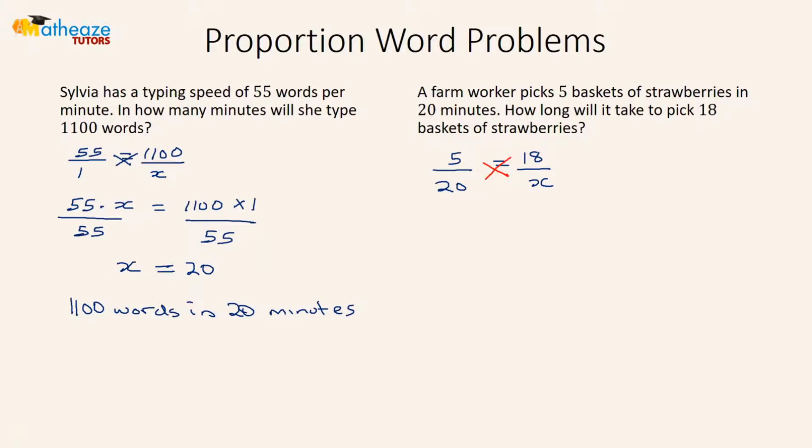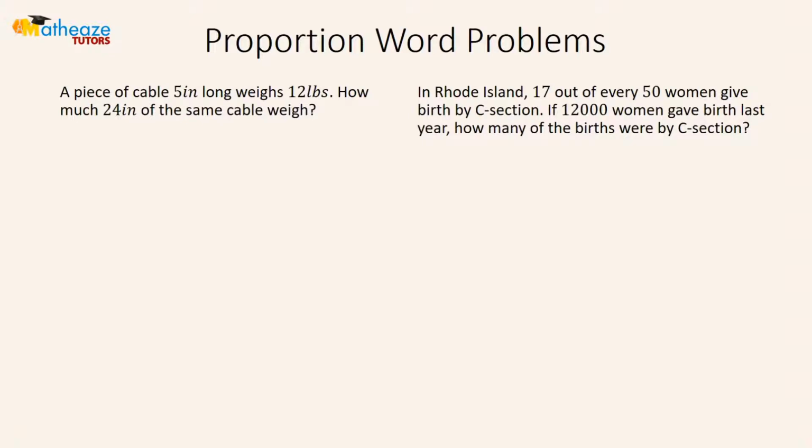So what that means to us is that we're going to say 5 multiplied by x equal to 18 multiplied by 20. So we divide both sides by 5, and we have x on this side. 5 divided by 5, 1. 20 divided by 5, 4. So this is 18 multiplied by 4. So x is going to be 72 minutes.